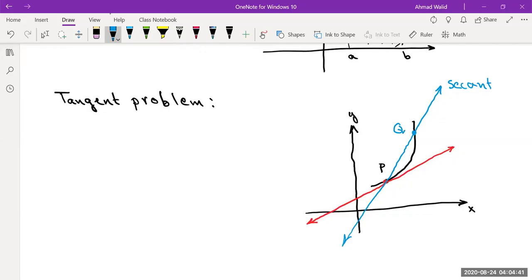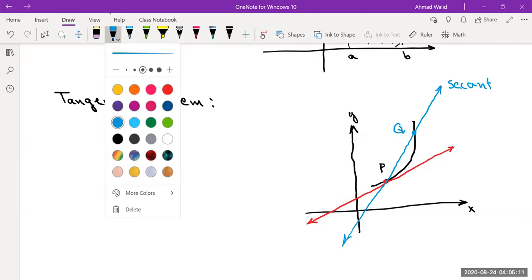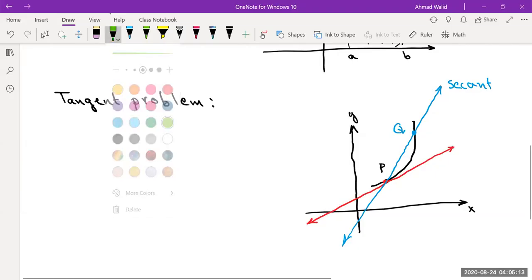Now, I have two points of a line. It's really easy to find the slope of this blue line, or I can call it the secant line, because I have two points. Using the slope formula that you know from algebra, it's really easy to find the slope of the secant line. But my goal is to find the slope of the tangent line, not the secant line.